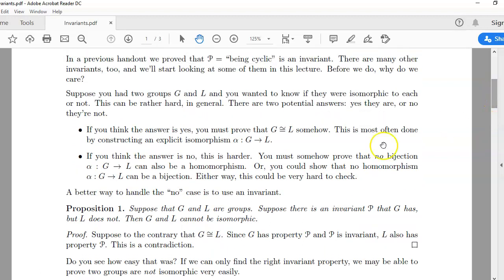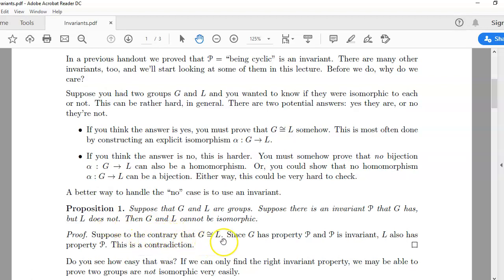Here's what I mean. Suppose that G and L are groups, all right? And suppose there's an invariant P, and G has that invariant, but L does not have that invariant property. Then there's no way G and L can be isomorphic. They must not be isomorphic. Okay? So this is sometimes a very easy way to prove that two things cannot be isomorphic. You go out and you find some invariant property that G has and L does not, or vice versa. Maybe L has it, but G does not. Then they can't be isomorphic, and the proof is easy.